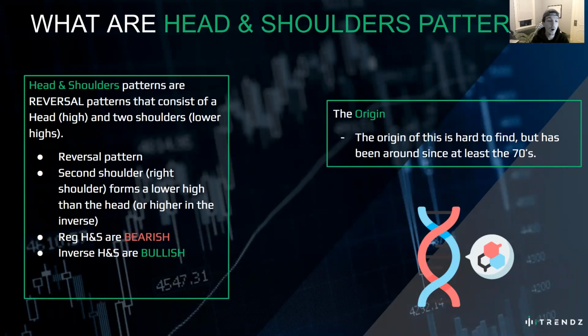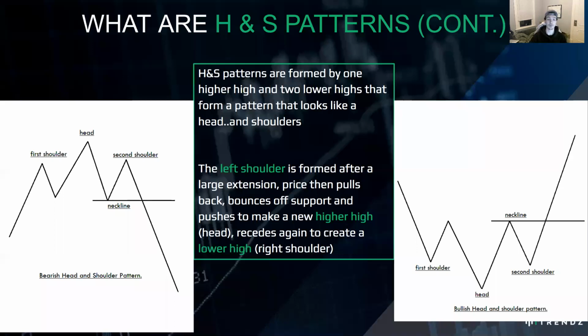In the previous video, if you watched our latest video, that was a continuation pattern, a flag or a pennant pattern. Today we're talking about a reversal. That's where the price reaches a high and then reverses to the downside, or the price reaches a low and then reverses to the upside. It consists of a head, which is a high, and then two shoulders, which are two lower highs. So regular head and shoulders is bearish, and inverse head and shoulders is bullish. The origin's kind of hard to find, but it's been around since at least the 60s. Boom, let's go to the next part.